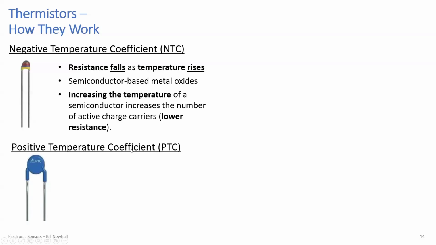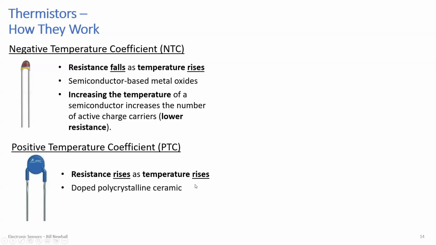This positive temperature coefficient thermistor, PTC, its resistance rises as temperature rises. And it's a doped polycrystalline ceramic material. But the good thing and bad thing, depending upon the application, is that the resistance rises suddenly at a critical temperature.